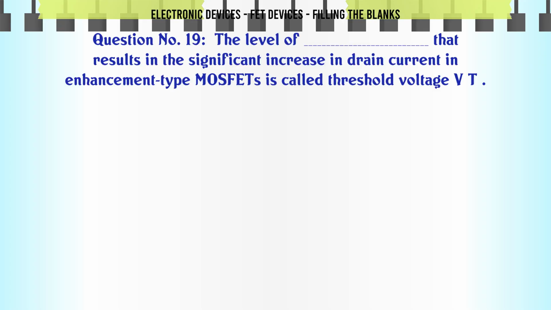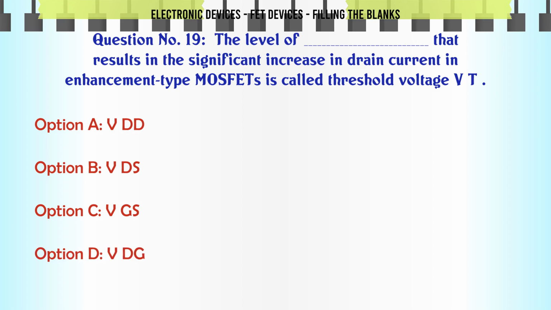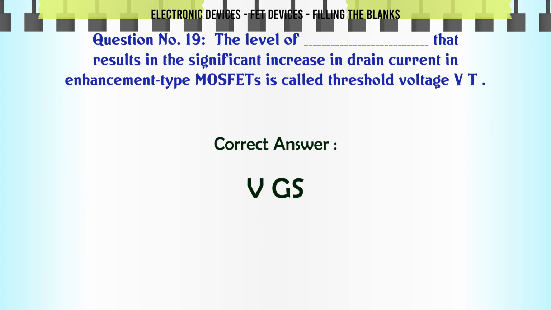The level of that results in the significant increase in drain current in enhancement-type MOSFETs is called threshold voltage VT. A. VDD, B. VDS, C. VGS, D. VDG. The correct answer is VGS.